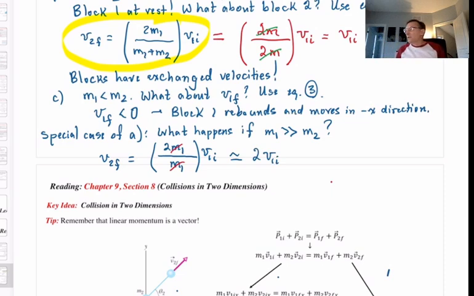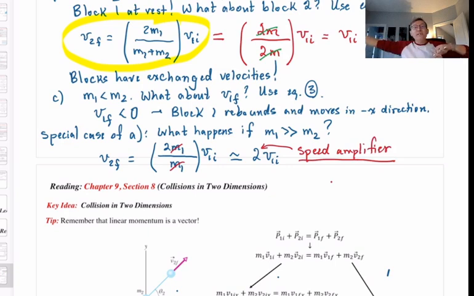Positive, of course. So particle 2 goes in the positive direction twice as fast as particle 1. What we have, because of the factor of 2, is called a speed amplifier. You can shoot the target, particle 2, out twice as fast as the first one came in. And therefore, you can get a pretty fast-moving particle coming out.